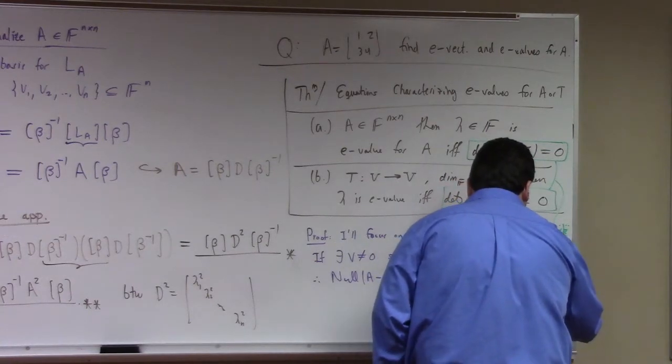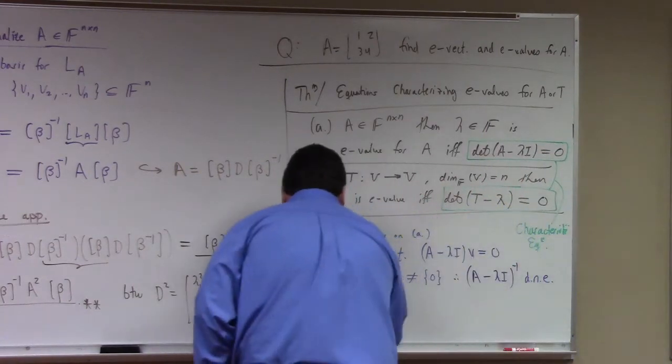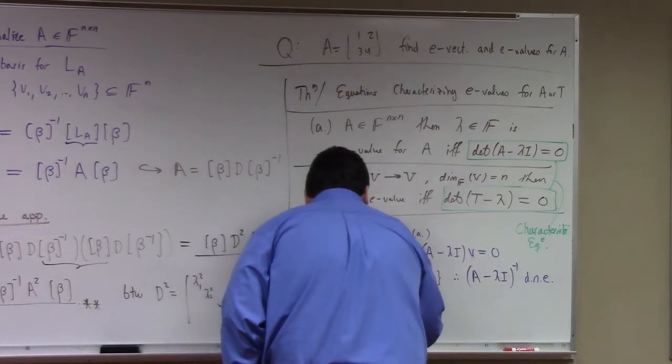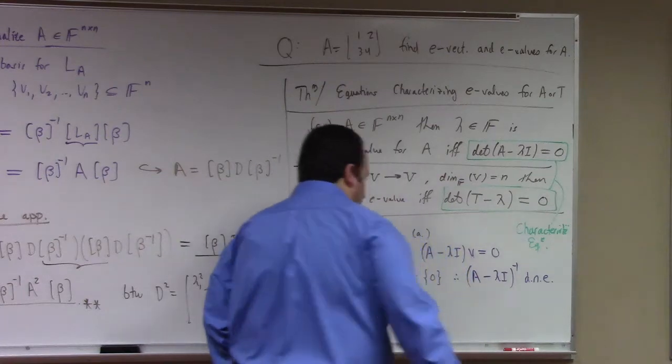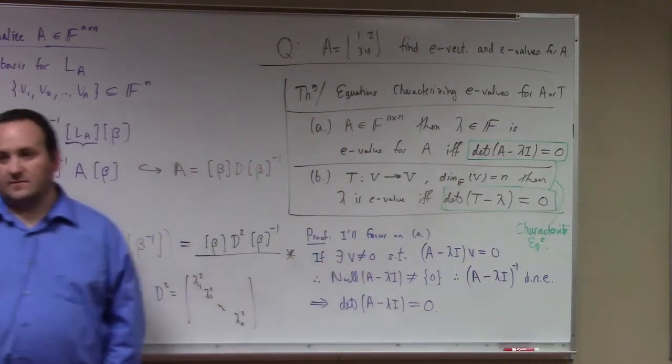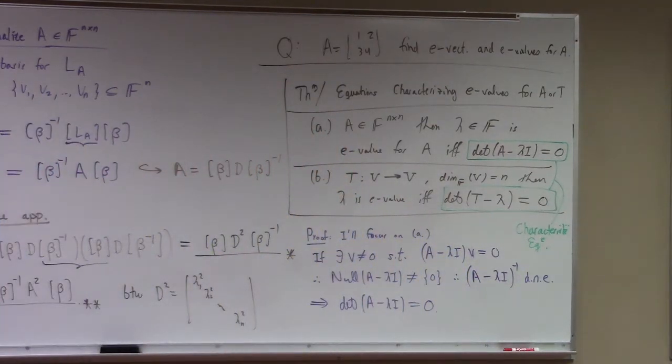And what did we learn in the theory of determinants? We learned that that must mean that the determinant of A minus lambda I is equal to 0. Because if it was not equal to 0, then we could use the classical theory of the adjoint, or the adjugate, whatever you want to call it, to build the formula for the inverse, which we apparently cannot do. So it must be that the determinant of A minus lambda I is 0.